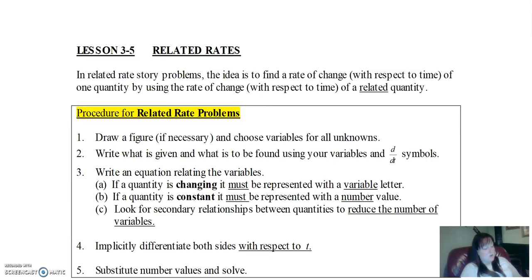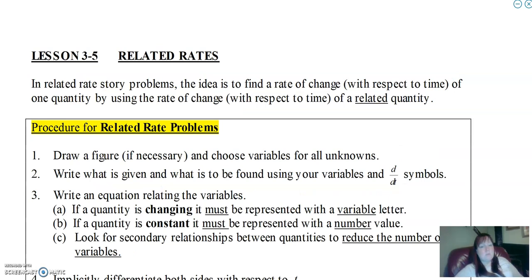Okay, so again, remember we're talking about the rate of change with respect to time, which means that our independent variable is always going to be time. It's always going to be t. So our input is always t. Just like in most of our functions before, we've been taking the derivative with respect to x. So x is our independent variable or our input.